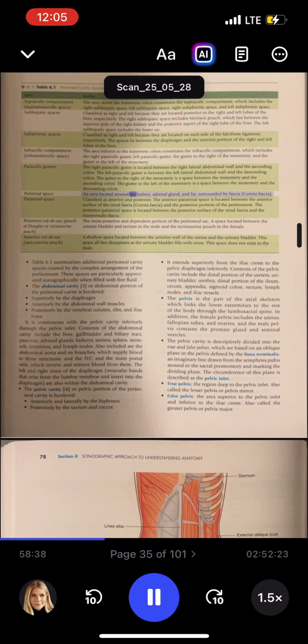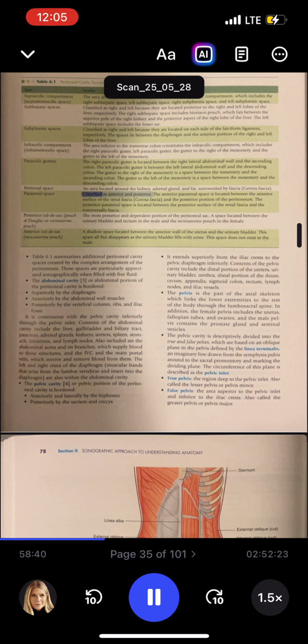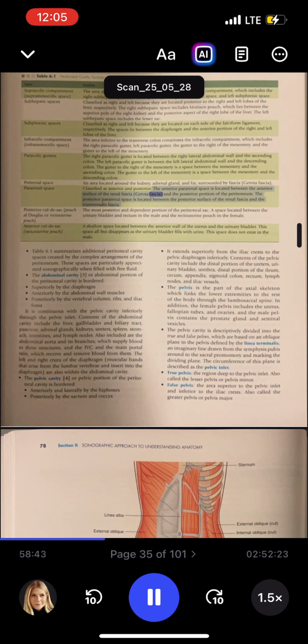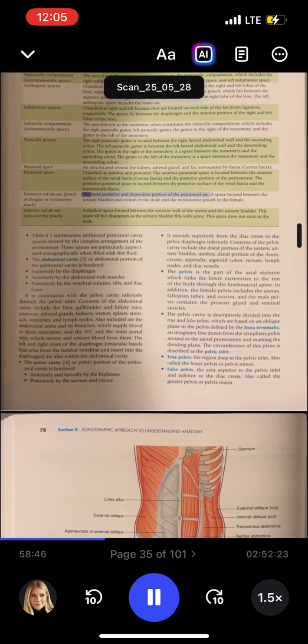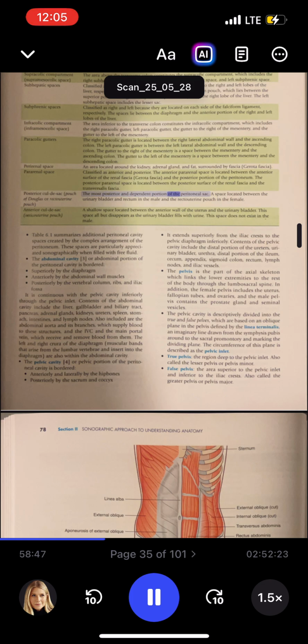The perirenal space is an area located around the kidney, adrenal gland, and fat, surrounded by fascia, Gerota fascia. It is classified as anterior and posterior. The anterior pararenal space is located between the anterior surface of the renal fascia, Gerota fascia, and the posterior portion of the peritoneum. The posterior pararenal space is located between the posterior surface of the renal fascia and the transversalis fascia, the most posterior and dependent portion of the peritoneal sac.